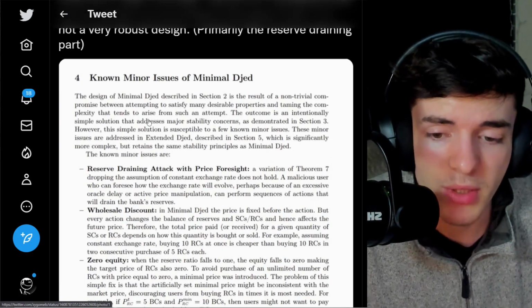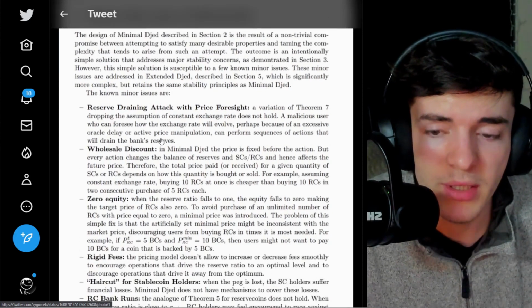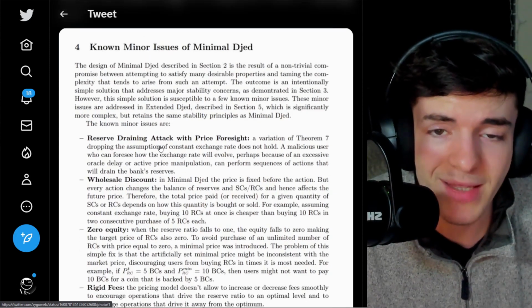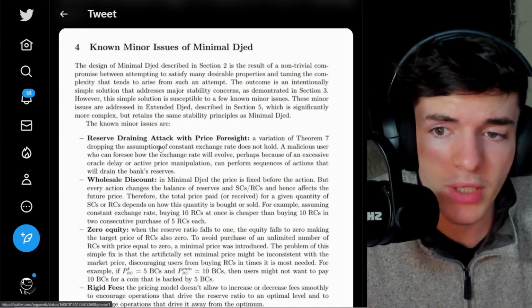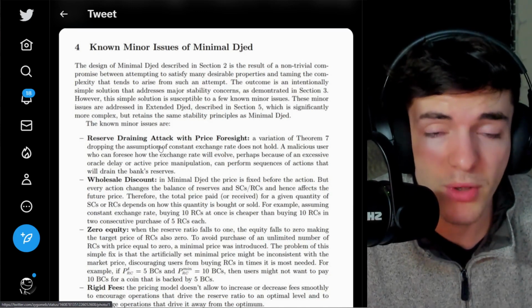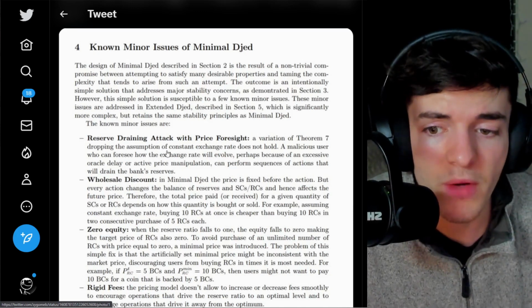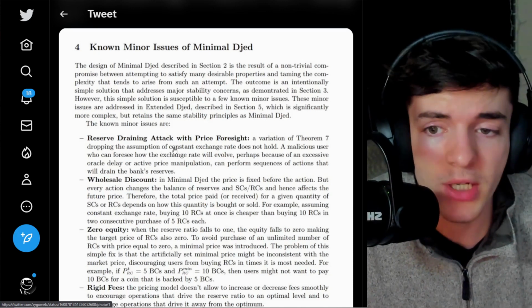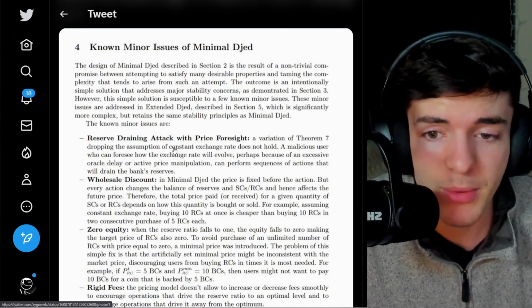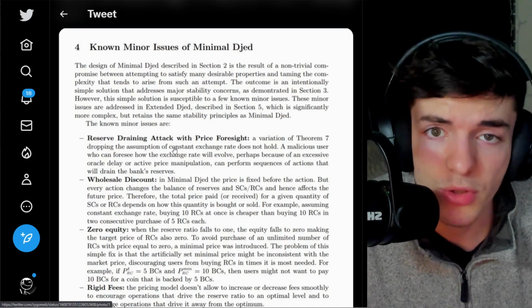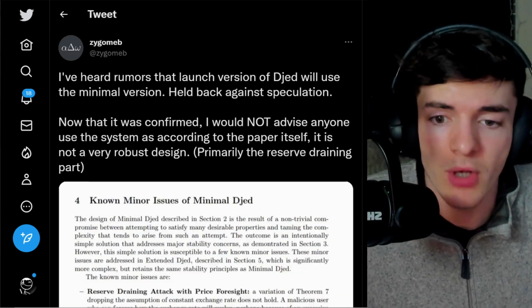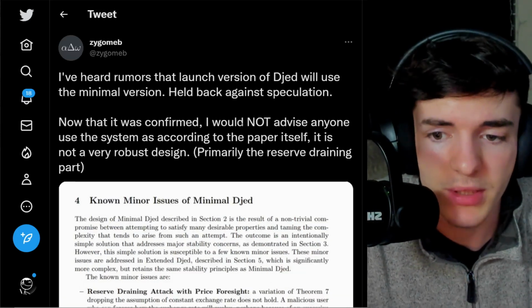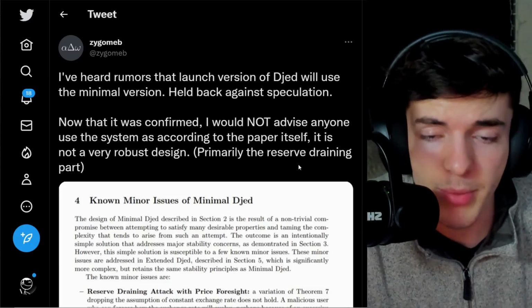At least JED has written in their paper, they've made it pretty clear that these are known issues and these are things that they know about, and the extended version of JED, which may not be coming this year, I don't know, it might be a while, will solve a lot of these issues. But as of January, the version of JED that's coming is minimal JED, and it comes with these issues, so you should know about it. Lots of people are saying not to advise anyone to use the system, according to the paper itself. It's not a very robust design.